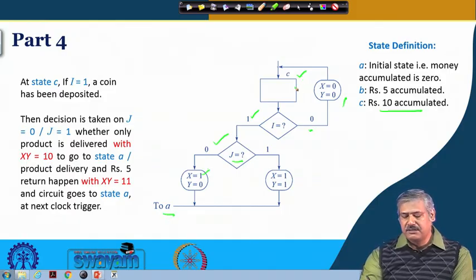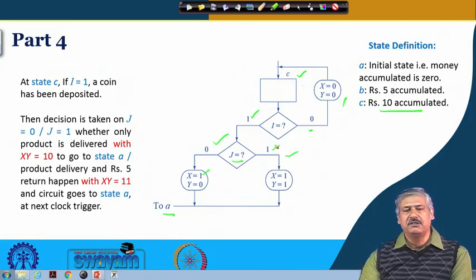But at state C, whether you go via a deposit of rupees 10 coin or rupees 5 and rupees 5, after that you are depositing a rupees 10 coin. Order does not matter. From C, if you find a rupees 10 coin has been deposited, what is the total worth of these coins? So, total value is rupees 20. So, product is delivered and a rupees 5 coin is returned, by making x equal to 1 and y equal to 1, and then it goes to the initial state to deliver the next product. Is it fine?